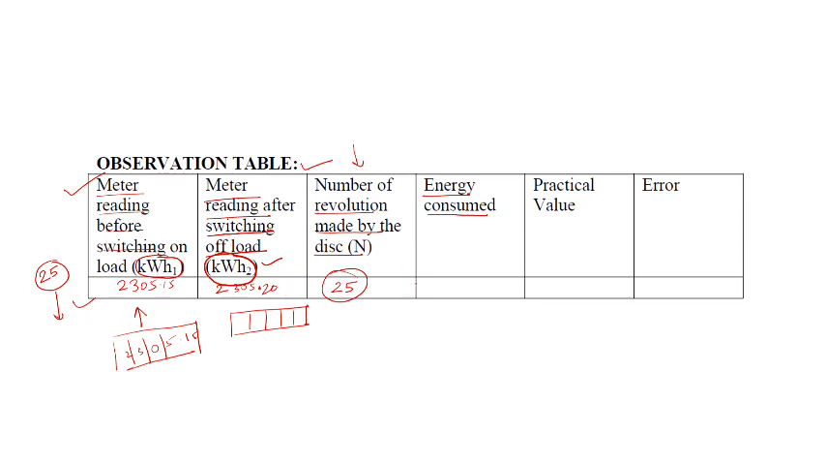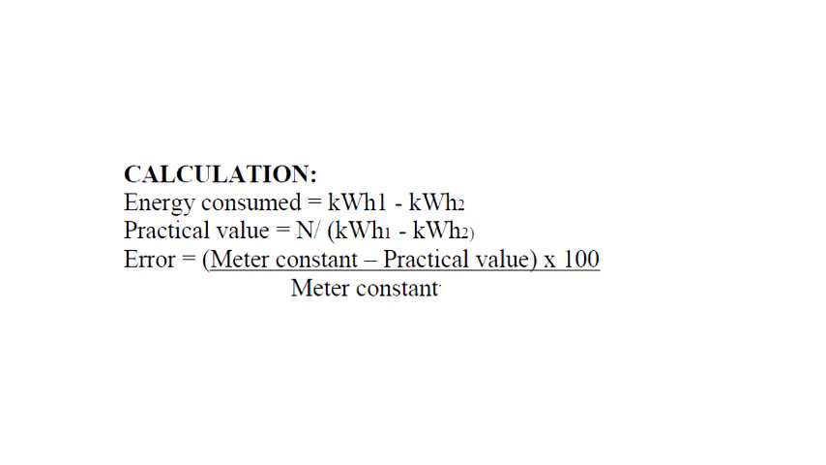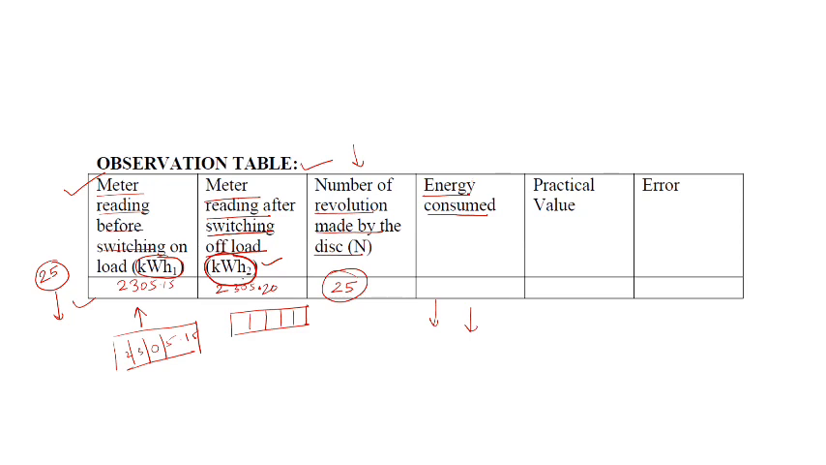All right, and your fourth column here is the energy consumed by your load. Now the question arises, how will you calculate the energy consumed by your load? So energy consumed can be easily calculated by evaluating the difference between kWh1 and kWh2. So what you are going to do is subtract this reading from your kWh2 and you are going to get how much kilowatt hour of energy you have consumed during that time.